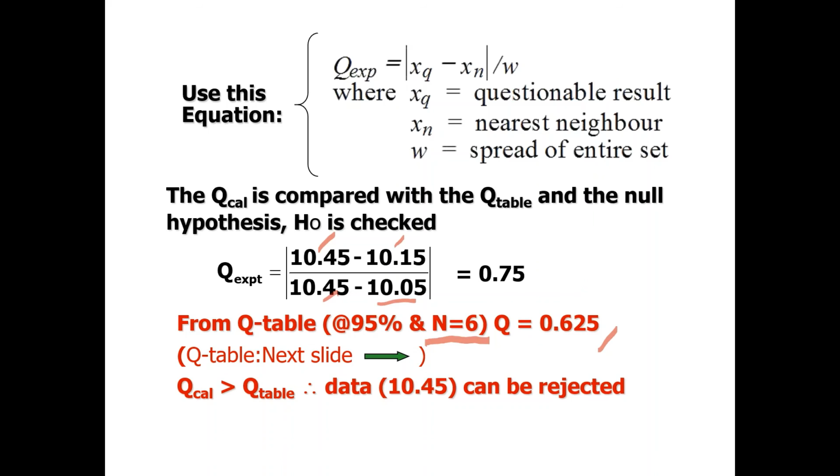0.625. Then you compare your Q calculated, Q experiment, 0.75, with 0.625. You find that Q calculated is bigger than Q table. When Q calculated is bigger than Q table, the data, that is 10.45, can be rejected. But if Q calculated is smaller than Q table, the data cannot be rejected. You must include it in your whole data. So this is a Q test.